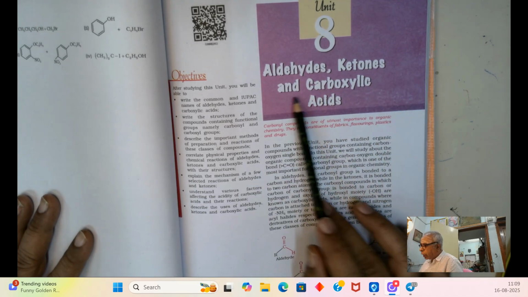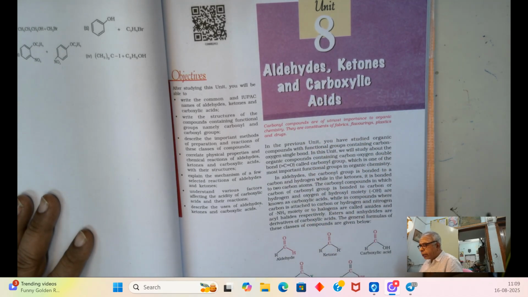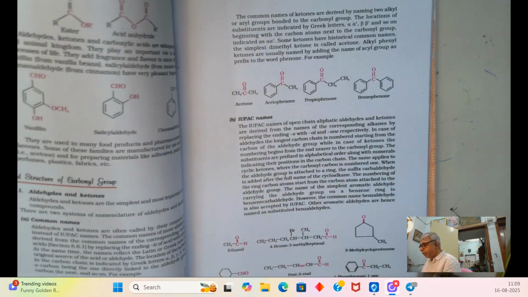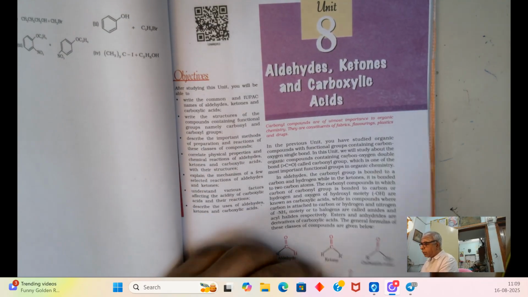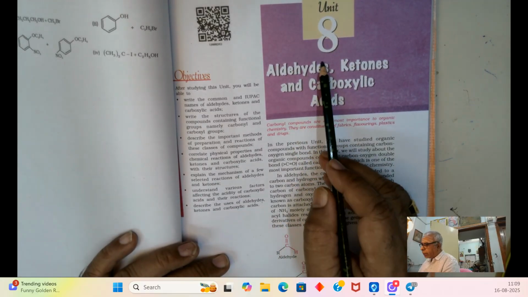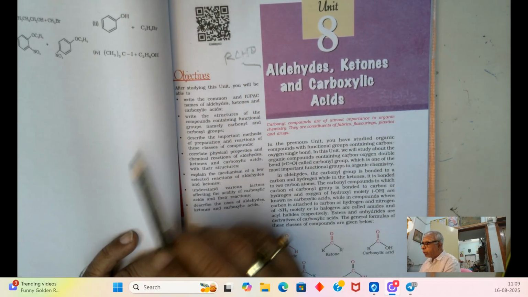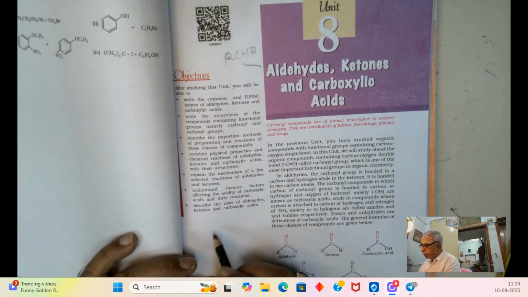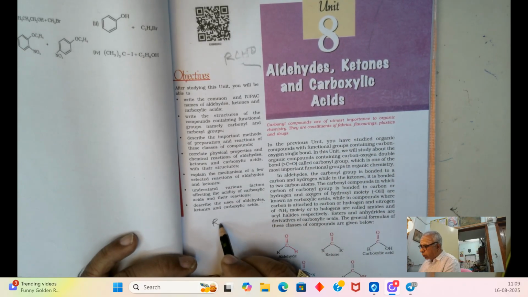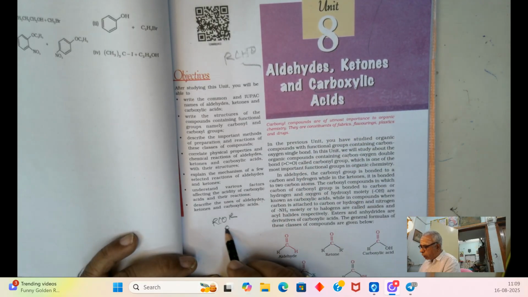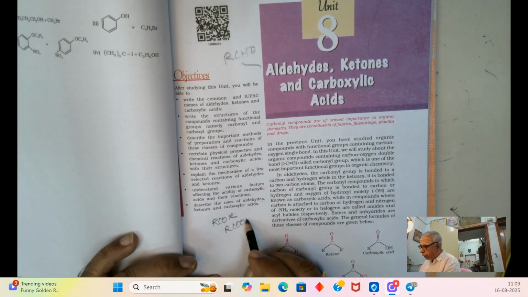Aldehydes, ketones, and carboxylic acids. So let us review this lesson. Aldehydes are represented by RCHO, ketones by RCOR, and carboxylic acid is RCOOH.